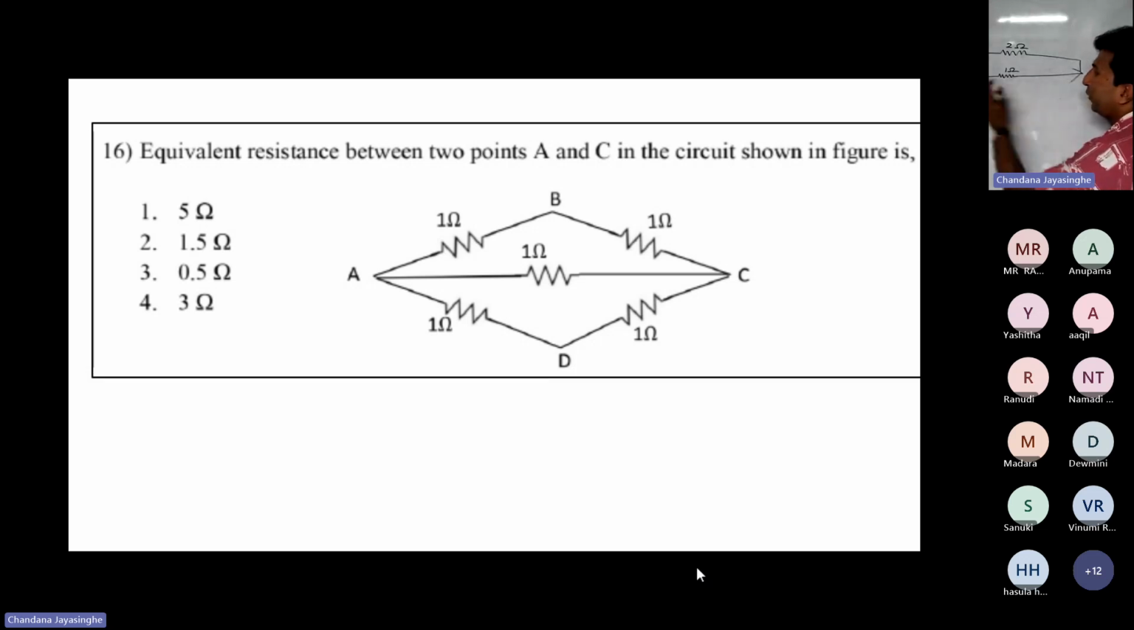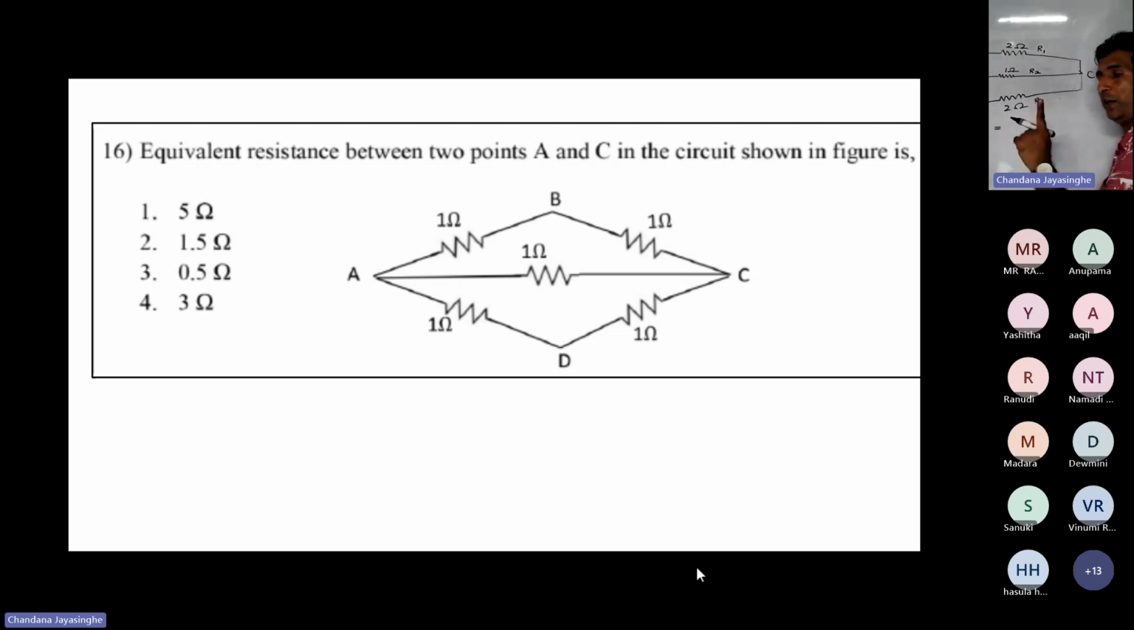So finally we can go for another one, 2 ohms. Now the point A and C. Now finally we have three resistors here, but in parallel connection. So here we have to use another equation. 1 over R equals, here let's imagine that this is R1, this is R2, this is R3.